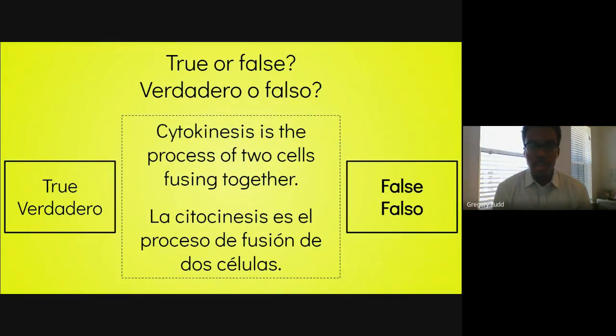Okay, true or false? Cytokinesis is the process of two cells fusing together. Okay, I see a lot of falses, and I see an IDK. So can someone help Angel out? Why do they think that is a false statement? How could it be corrected to be true?